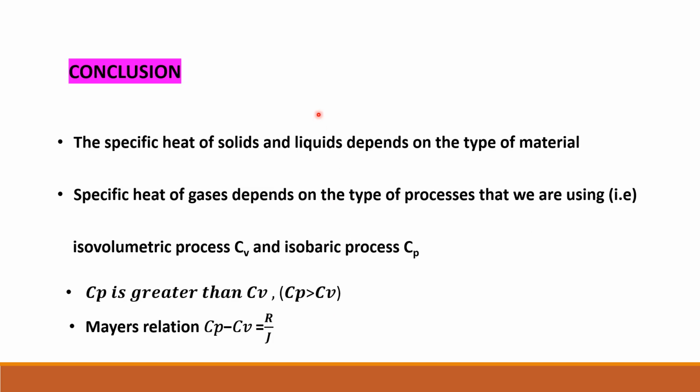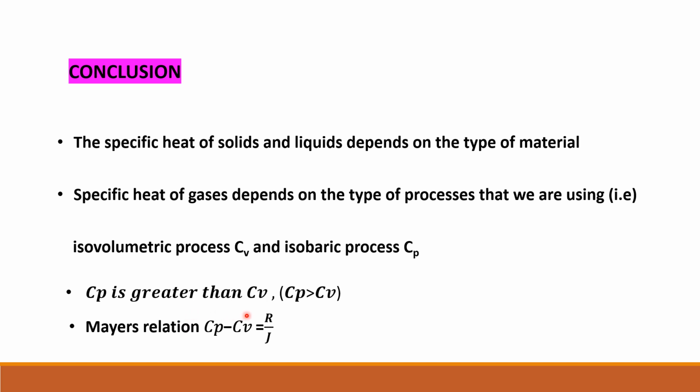Conclusion. The specific heat of solids and liquids depends on the type of material, but the specific heat of a gas depends on the type of process that we are using, that is the isovolumetric process, in which volume is maintained constant, and the isobaric process, in which the pressure of the gas is maintained constant. Cp is greater than Cv, that is, specific heat at constant pressure is greater than specific heat at constant volume.